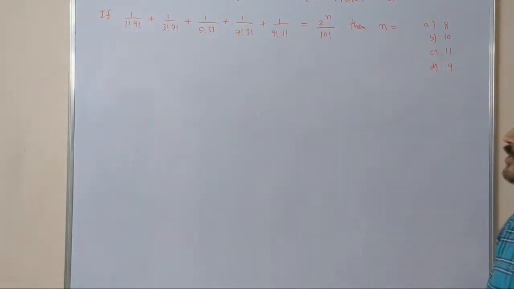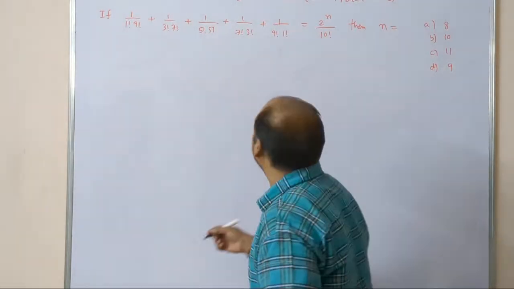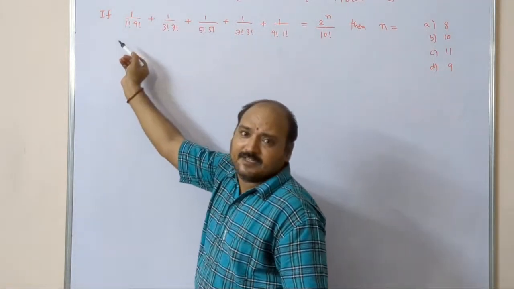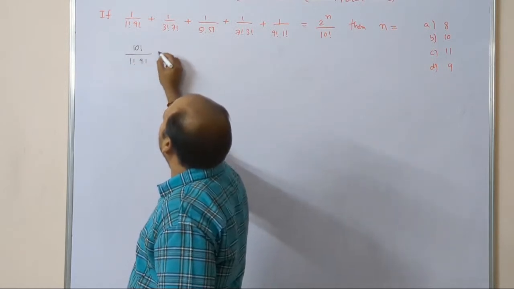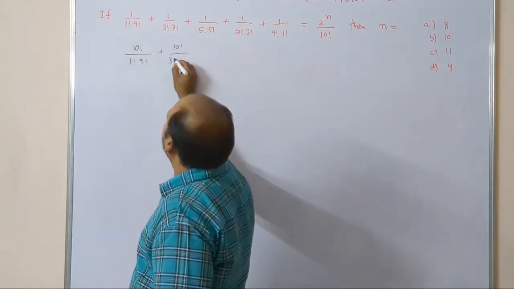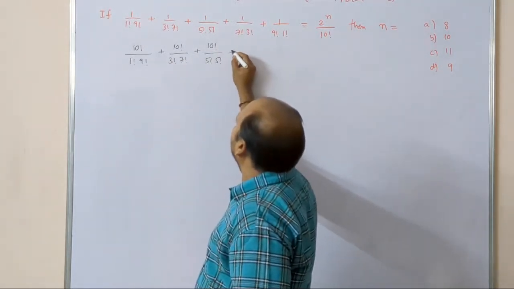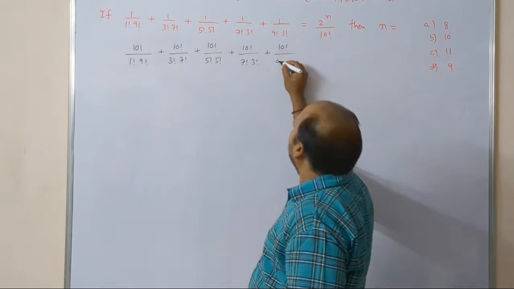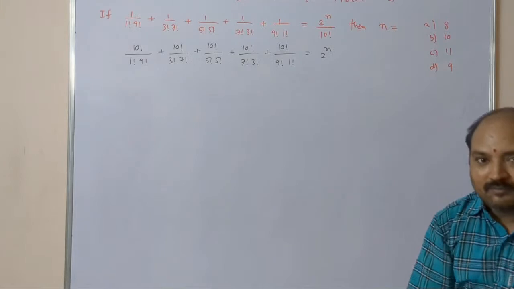So this is the question. The denominator has 10 factorial, and I am taking it to the numerator on the LHS. So 10 factorial by 1 factorial into 9 factorial, 10 factorial by 3 factorial into 7 factorial, 10 factorial by 5 factorial into 5 factorial, 10 factorial by 7 factorial into 3 factorial, 10 factorial by 9 factorial into 1 factorial is equal to 2 power n. Are you getting?